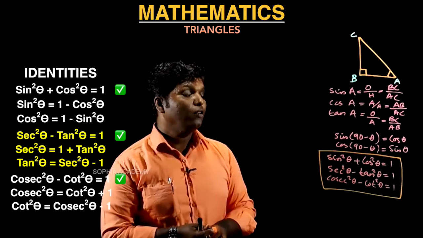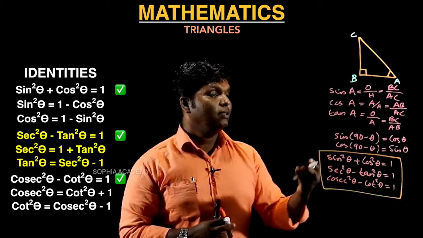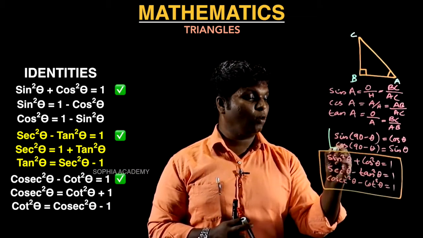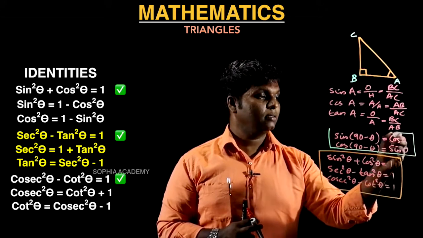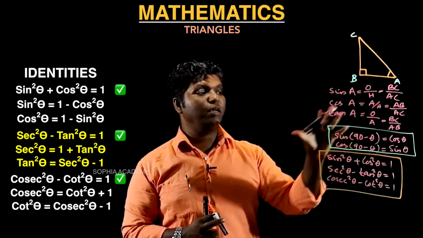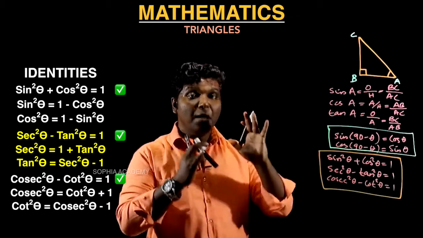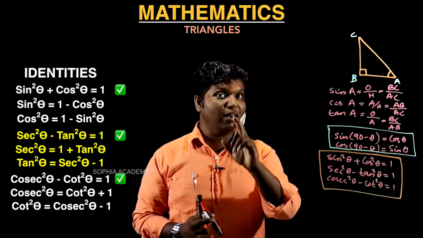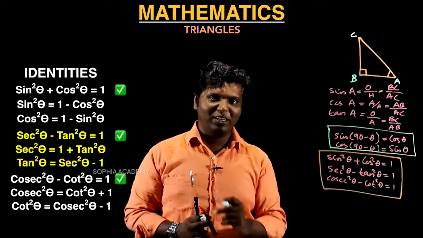Then the other one which was separated from this was the complementary angles. These are what we call the complementary angles. And this is the trigonometric ratio which you have to understand. These are the basic things which you have to learn while entering the chapter of trigonometry.